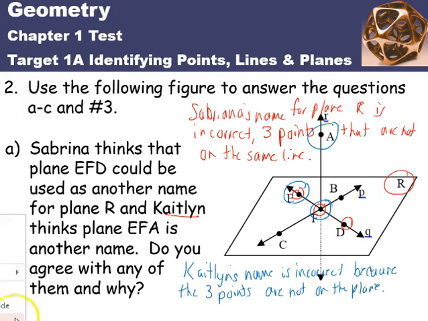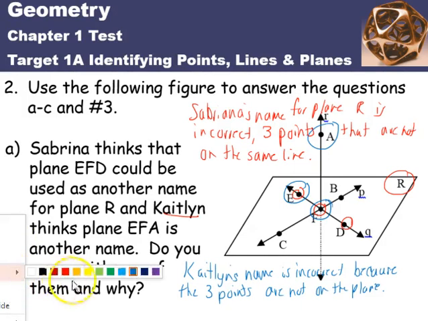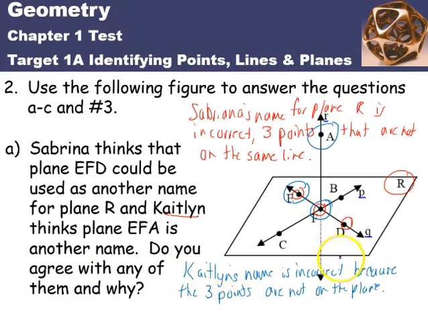Okay, so let me get another color pen. Oops, another color. We'll go with maybe the purple. So let's find a name. So I can use any 3 points that aren't on the same line. So I'm going to say C, D, and B. So C and B are on the same line, but D is not. So as long as all 3 aren't, it's not. So I think plane CDB would work. Now there's more answers. I could say EFC, EFB, BFD, BEC. There's a bunch, right? Okay.